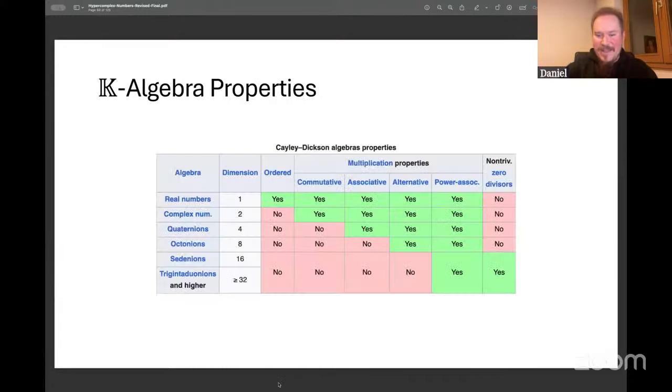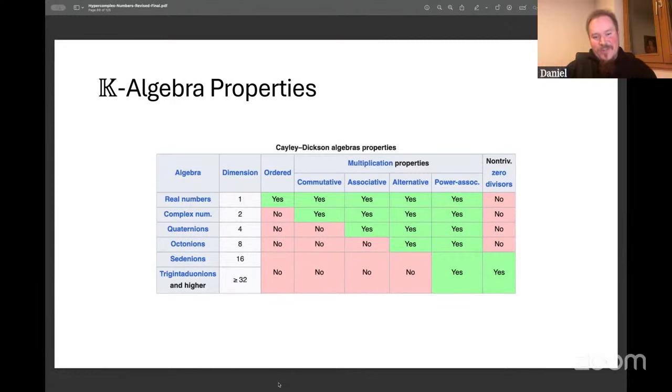But let's move on. So I want to get to these properties because there were some questions about that in the first part. And I showed you these Cayley-Dickson algebras, which, as you can see, as you go up in dimension, they lose some of the quote-unquote nice properties. So you start with the real numbers, which are commutative, associative, and so on. And then once you get to the quaternions, you lose commutativity, and then the octonions are not even associative anymore.